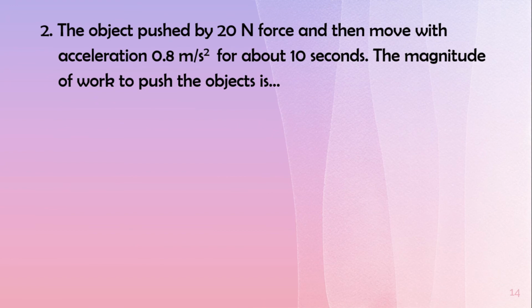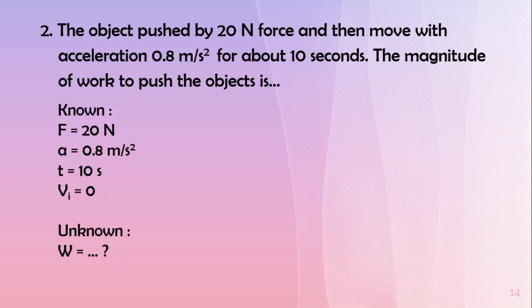Number 2. The object is pushed by a 20 newtons force and then moves with acceleration 0.8 meters per second squared for about 10 seconds. The magnitude of work to push the object is unknown. F equals 20 newtons, acceleration 0.8 meters per second squared, t equals 10 seconds, Vi, initial velocity, is 0.